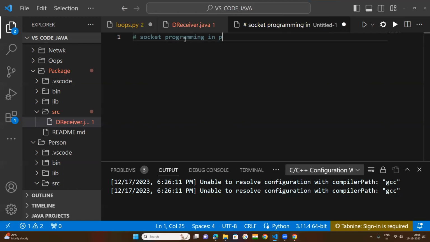in Python. In the previous sessions, on Friday and Saturday last week, I conducted the classes on socket programming in Java. Okay. So today we will try to understand socket programming in Python. I just want to give a simple introduction about that.